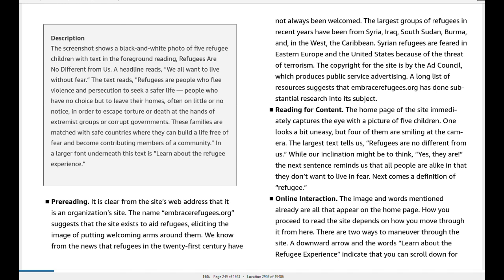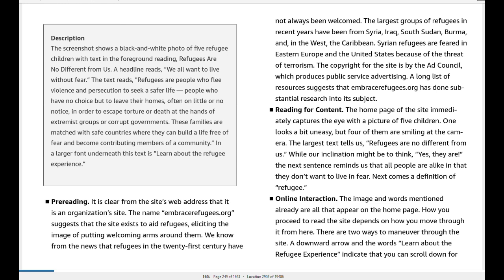Pre-reading. It is clear from the site's web address that it is the organization's site. The name EmbraceRefugees.org suggests that the site exists to aid refugees, eliciting the image of putting welcoming arms around them. We know from the news that refugees in the 21st century have not always been welcomed. The largest groups of refugees in recent years have been from Syria, Iraq, South Sudan, Burma, and in the West, the Caribbean. Syrian refugees are feared in Eastern Europe and the United States because of the threat of terrorism.